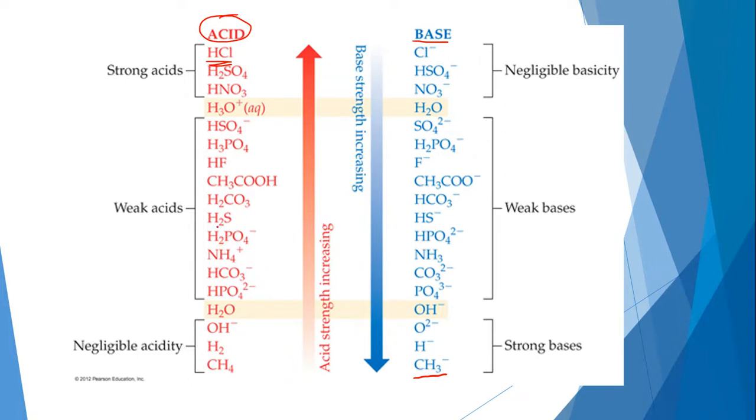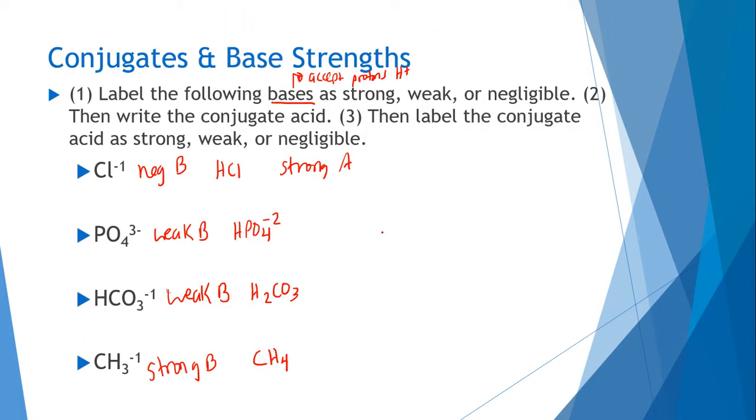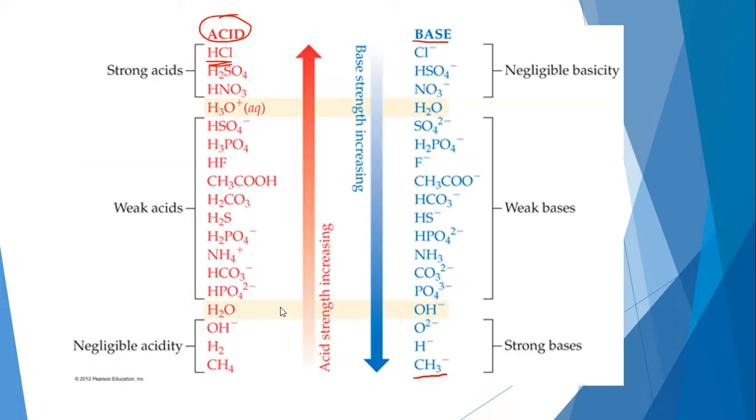HPO4 2 negative right here. And that is a weak acid. We are correct. Here we have H2CO3. So I'm going to look over on the acid side. H2CO3 right here. That's a weak acid.